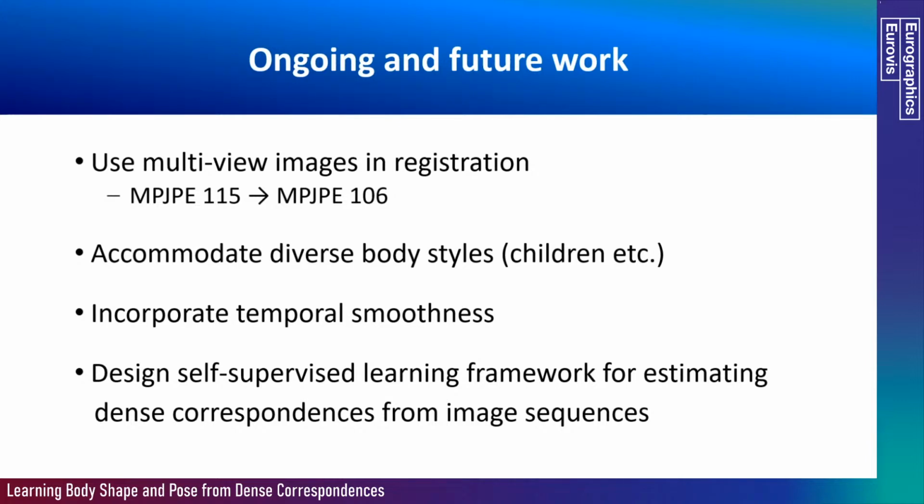We are now using multi-view images in deformable registration, and by doing that, accuracy has been improved. In future work, we would like to accommodate diverse body styles such as children. We would also like to incorporate temporal smoothness between frames to get smooth motions. Finally, we would like to design a self-supervised learning framework for estimating dense correspondences from image sequences, as annotating dense correspondences on images is effort-taking.